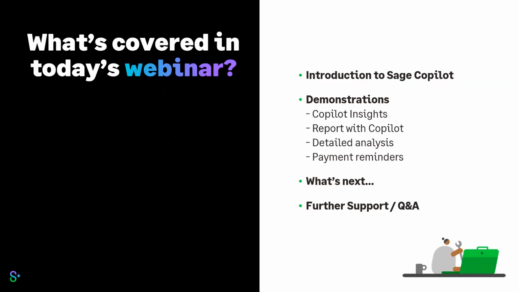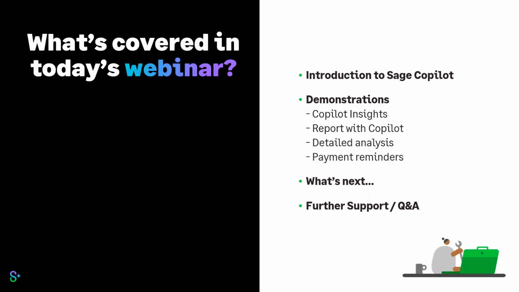Right, okay, let's have a look at what we're going to be covering in today's session then. So we're going to start with a bit of an introduction to Sage Copilot, just to tell you a little bit about it. I've got some demonstrations for you, so we're going to run through the key parts of Copilot and how it can help you and make things just that little bit easier. So we're looking at the Copilot Insights, Report with Copilot, the detailed analysis options, and also the payment reminders as well. Payment reminders being the most recent addition and enhancement to Sage Copilot.